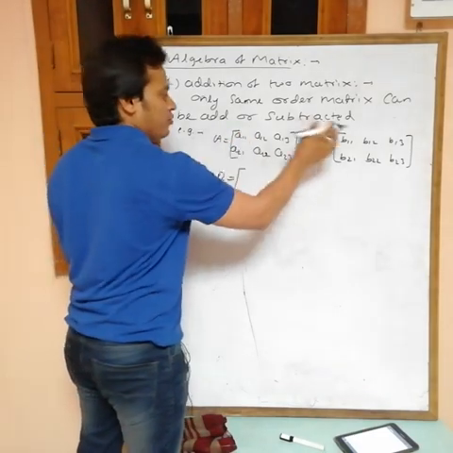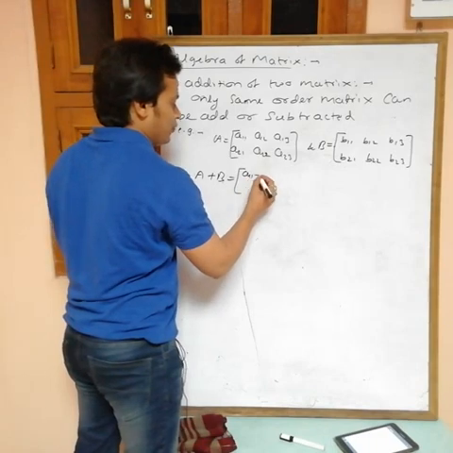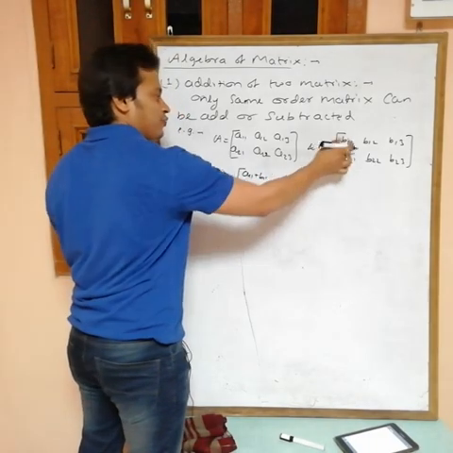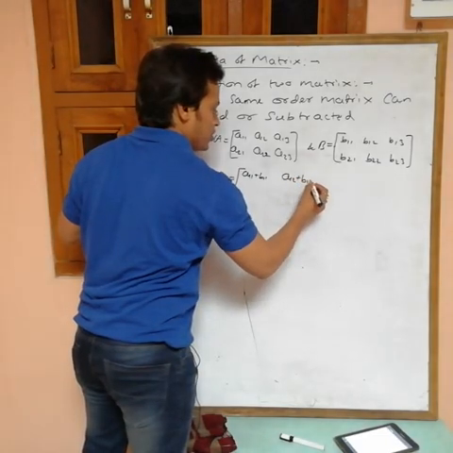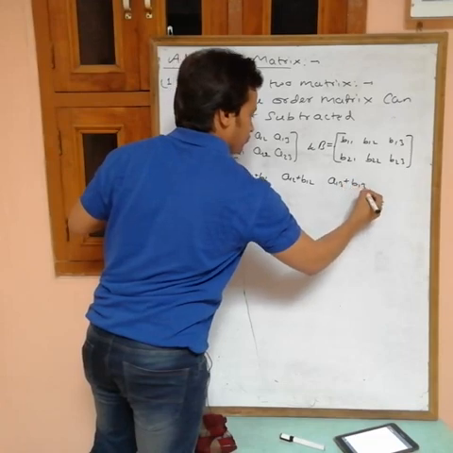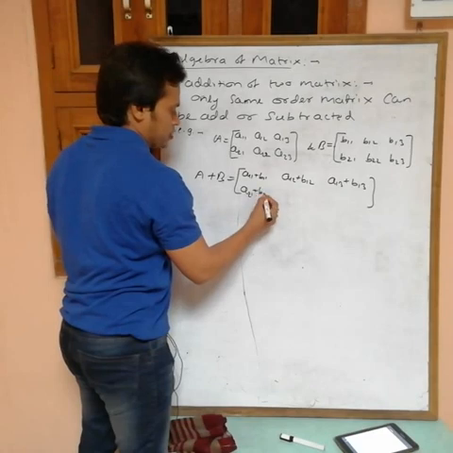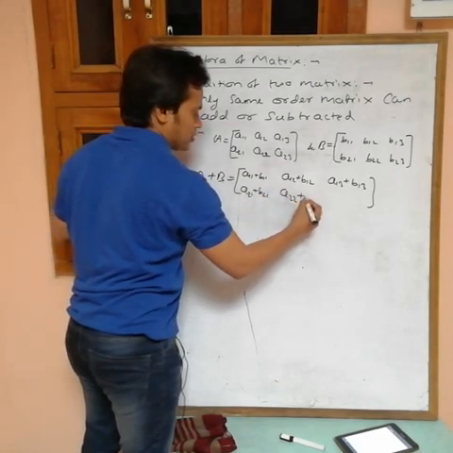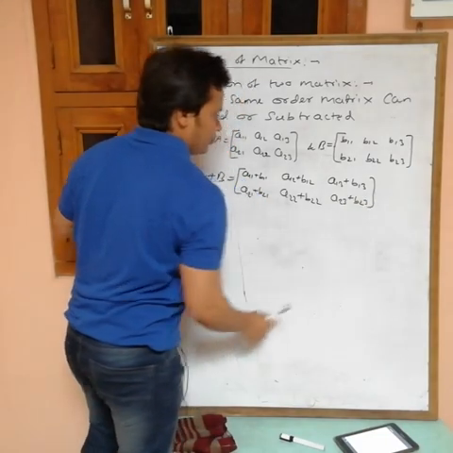It means A11 with B11, A12 with B12. Then what you will get: A11 plus B11 is the first element, then the second one is A12 plus B12, the third one is A13 plus B13. Similarly, write down A21 plus B21, A22 plus B22 and A23 plus B23. Now simply we can add.